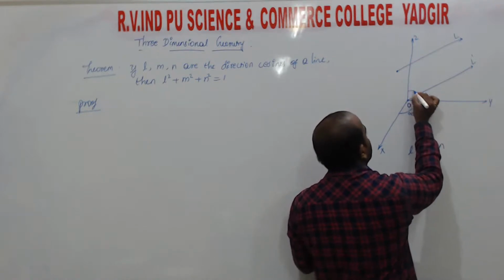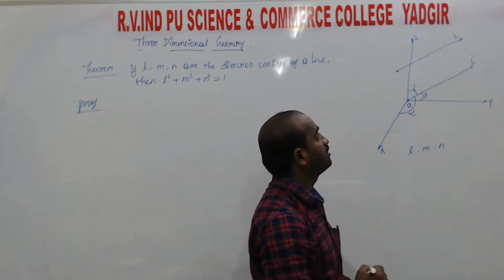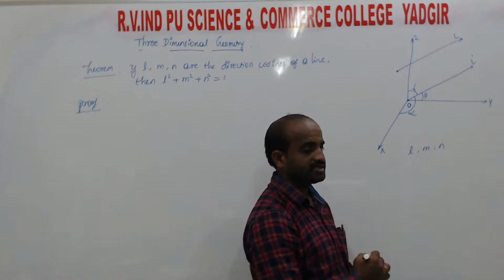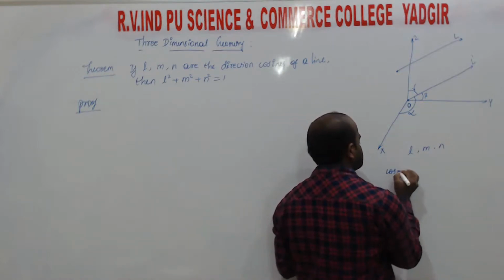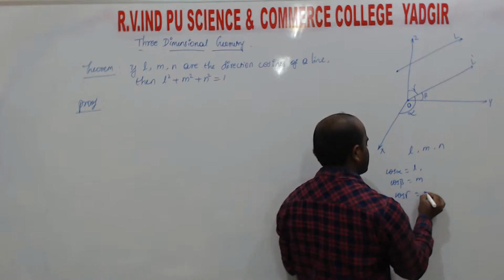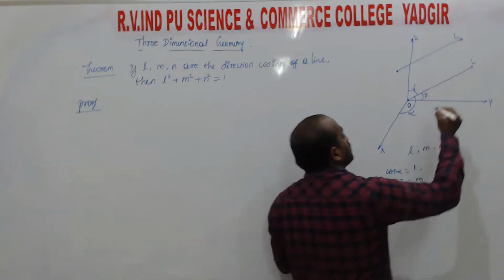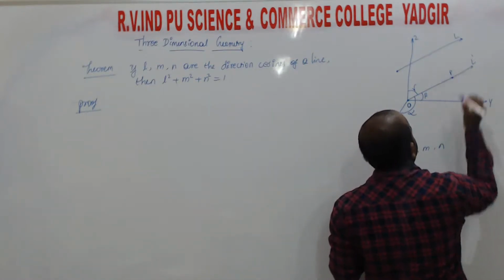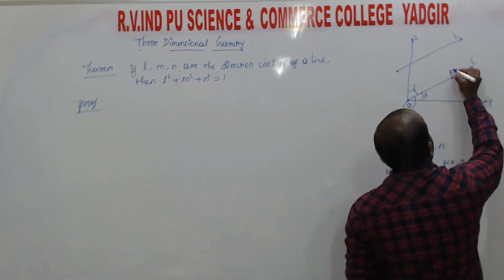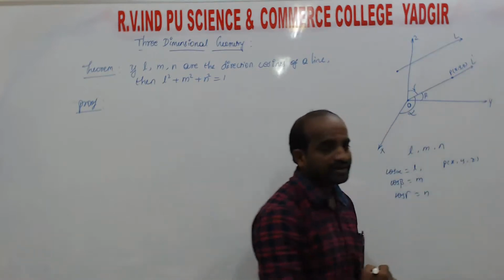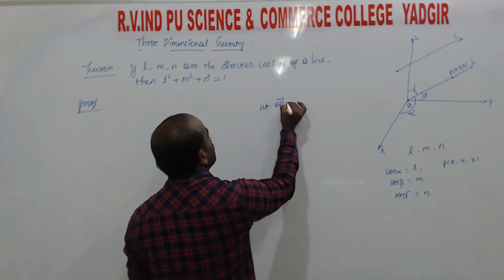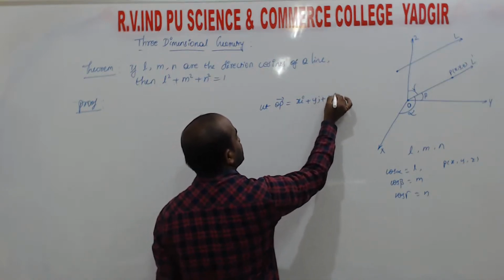Say alpha, beta, gamma are the angles made by the line L dash with the positive directions of the x-axis, y-axis, z-axis. Then cos alpha is equal to l, cos beta is equal to m, cos gamma is equal to n. Next, let P(x, y, z) be the point on L dash whose position vector is r. Then the vector OP is equal to xi plus yj plus zk.